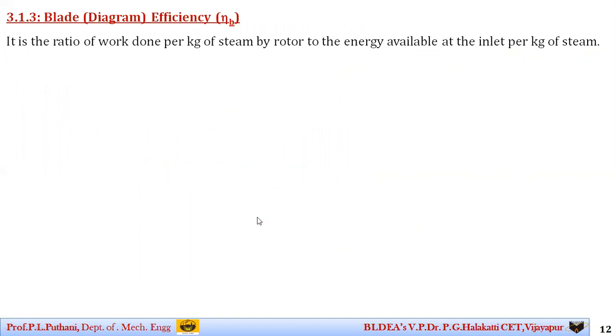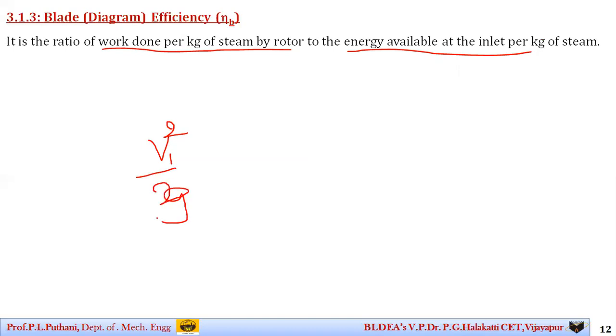Generally, this blade diagram efficiency we are defining as the ratio of work done per kg of steam by the rotor to the energy available at the inlet per kg of steam. At the inlet velocity triangle, whatever steam is injected from the nozzle, it is injected with some kinetic energy, that is V1 square by 2g. This is the energy available at the inlet per kg of steam. Similarly, work done per kg of steam is W.